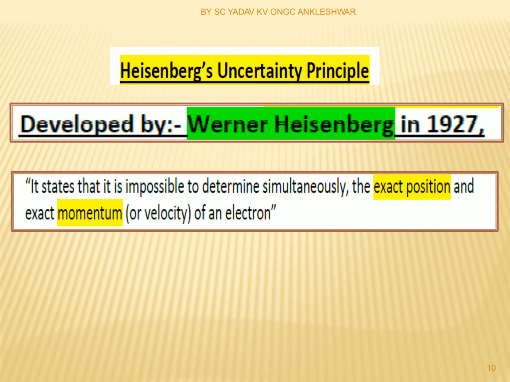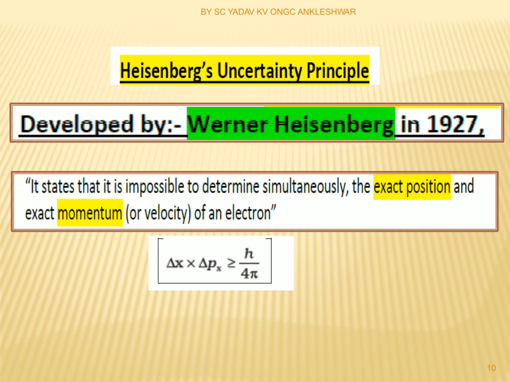What did we learn in Bohr's model of an atom? That an electron is revolving in a particular orbit with some given velocity. So in Bohr's model of the atom, we are calculating the exact position. In Bohr's model of the atom, we are calculating the velocity of the electron. But after studying Werner Heisenberg's concept, that it is not possible, it means that the concept of that particular circular path is totally wrong.